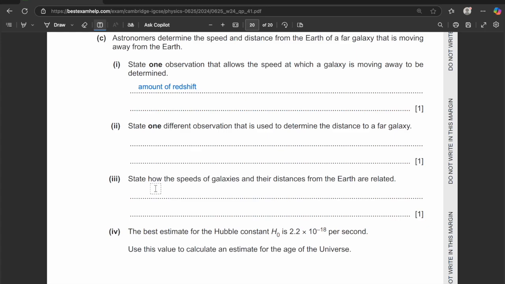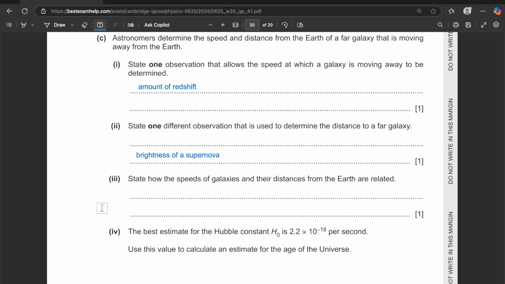2. State one different observation that is used to determine the distance to a far galaxy. So there's another quantity that you can use to know the distance of a very far galaxy, and that is called the brightness of a supernova happening in the galaxy. A supernova is one of the brightest things in the universe, and if it happens, we can observe it from very, very far away in space. So you can use that as a standard candle to determine the distance. So you can just write brightness of a supernova.